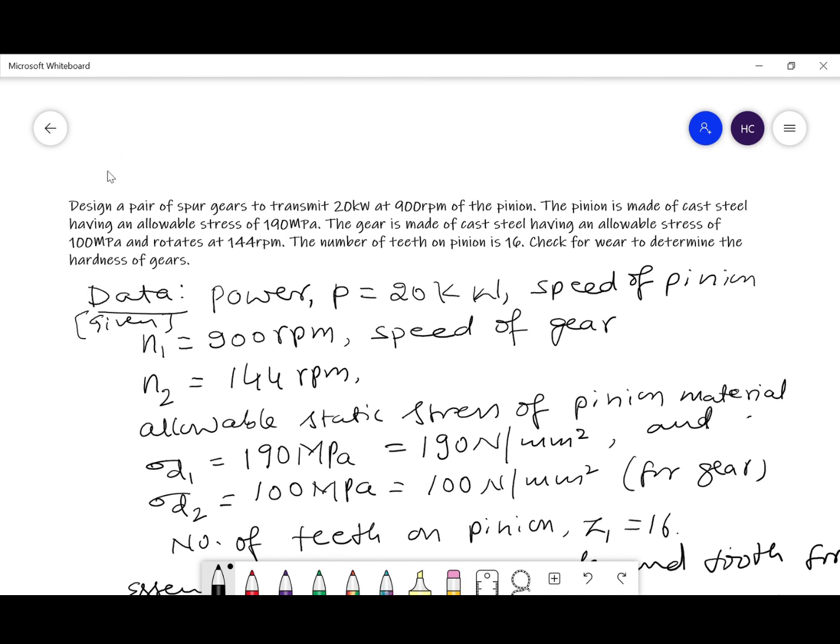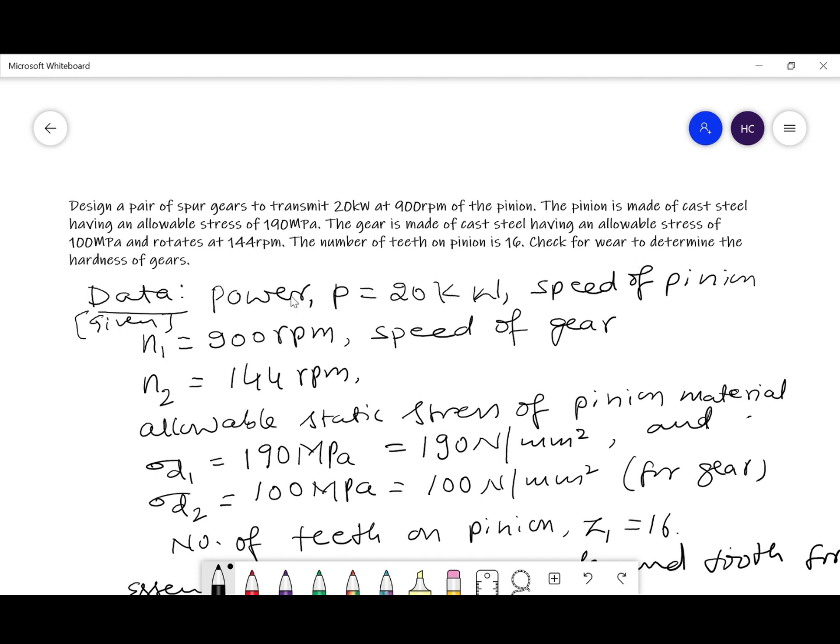A sample problem is given here that reads: design a pair of spur gears to transmit 20 kilowatt at 900 rpm of the pinion. The pinion is made of cast steel having an allowable stress of 190 MPa. The gear is made of cast steel having an allowable stress of 100 MPa and rotates at 144 rpm. The number of teeth on pinion is 16. Check for wear to determine hardness of gears.